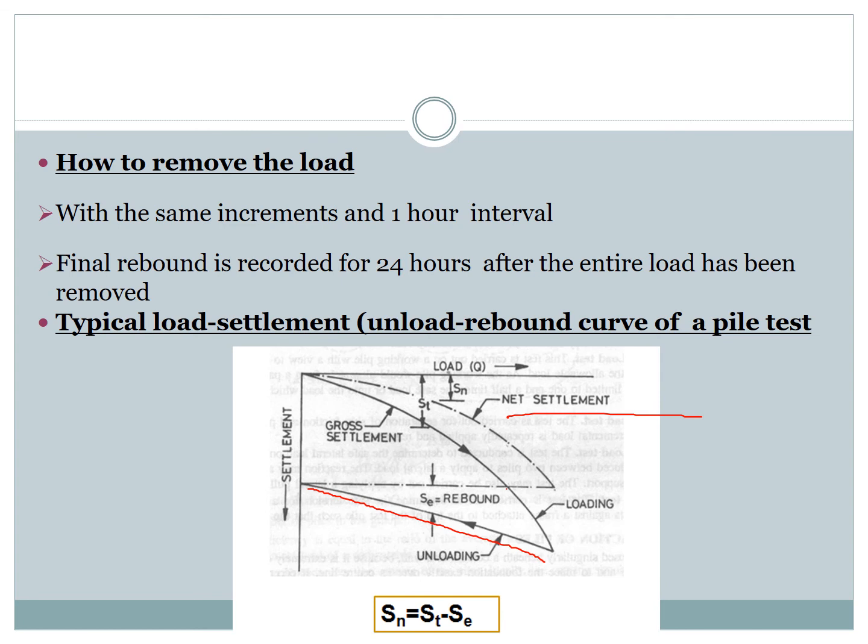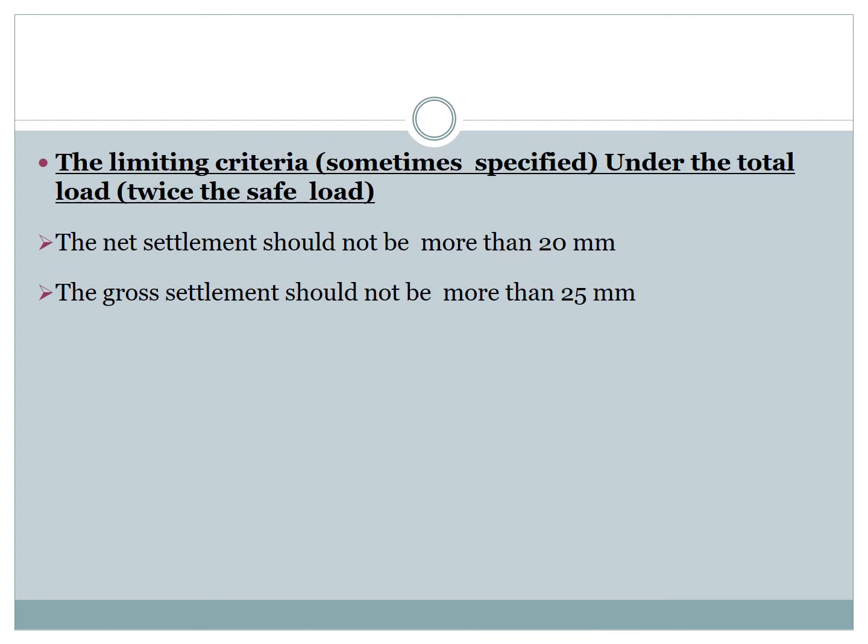So the limiting criteria: the net settlement should not be more than 20 mm and the gross settlement should not be more than 25 mm.